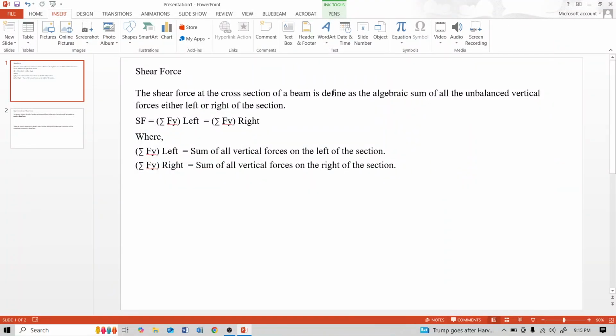Our today's topic is shear force. The definition of shear force: the shear force at the cross section of a beam is defined as the algebraic sum of all the unbalanced vertical forces either left or right of the section.